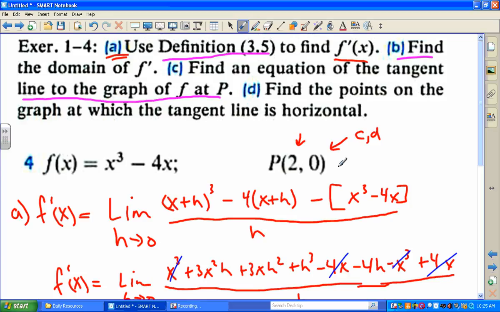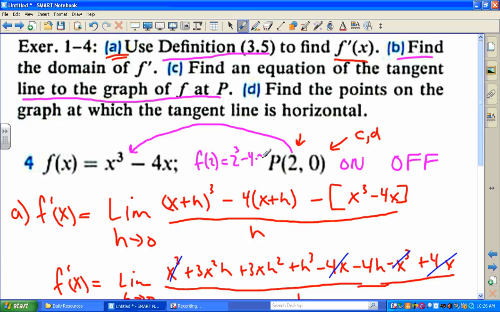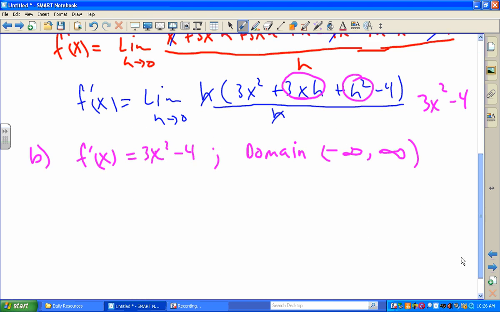Part C, find the equation of the tangent line of the graph at P. Well, first thing you want to do is check: is (2, 0) on the graph or off the graph? This question is very difficult if it's off the graph. How do you know? You put 2 in. 2 cubed minus 4 times 2. F of 2 equals 0, so it's on the graph. Very easy to do now.